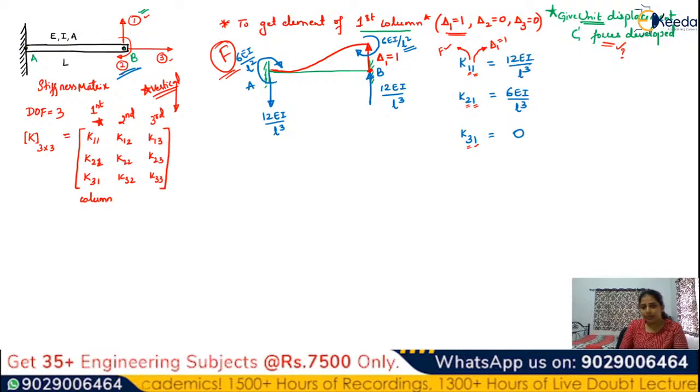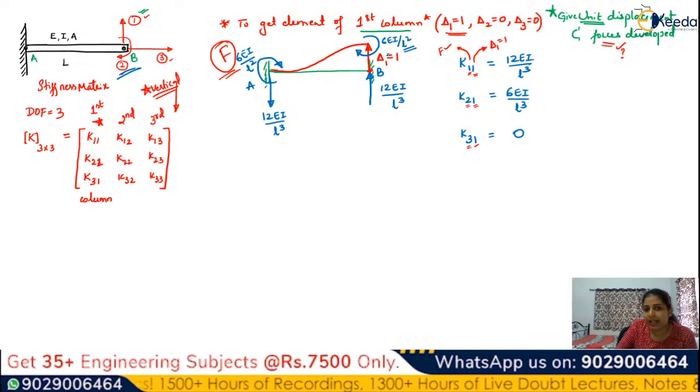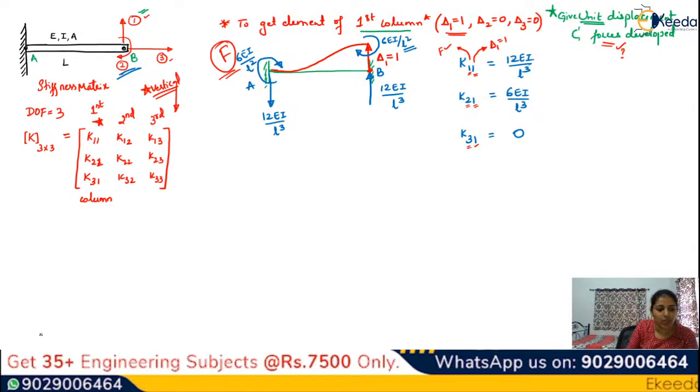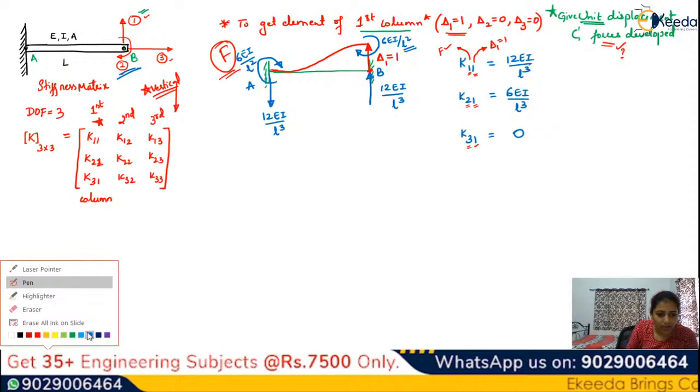Yes? No? This is standard values. The 6 EI by L square and 12 EI by L cube are standard values. If you are giving a vertical displacement at a coordinate, the reactions developed will be 12 EI by L cube and the moments developed will be 6 EI by L square. Those are standard values. Okay, understood everyone? Yes, please reply if you have understood. Let us move further for the next column.